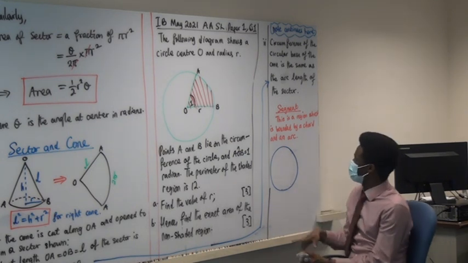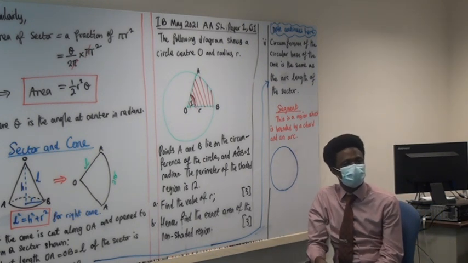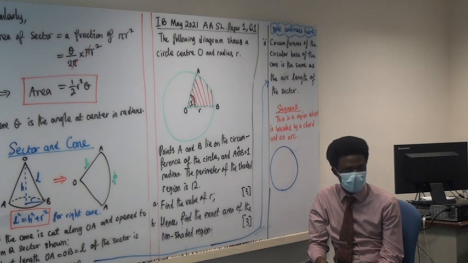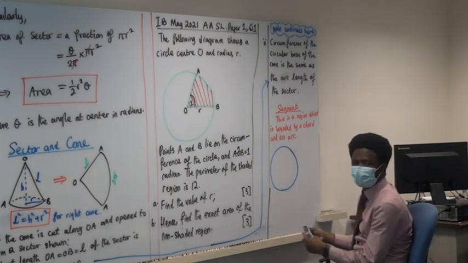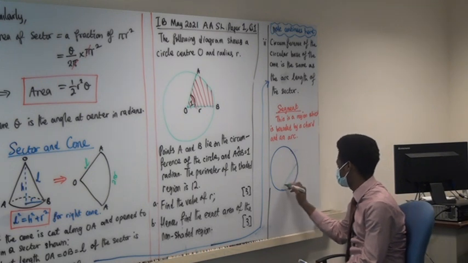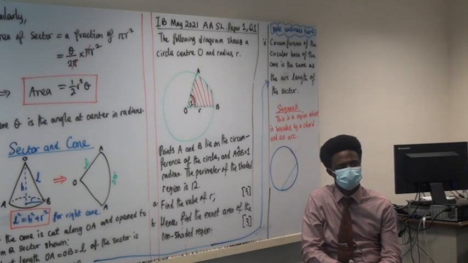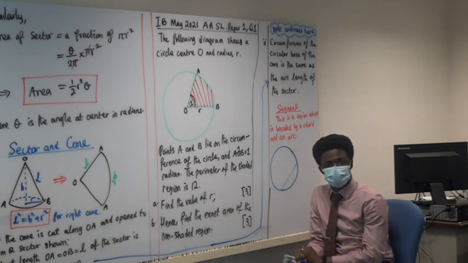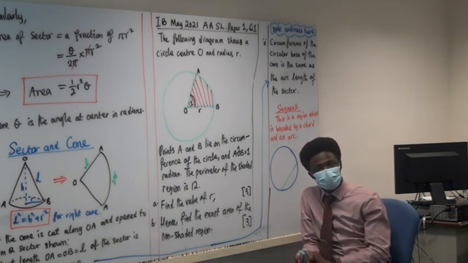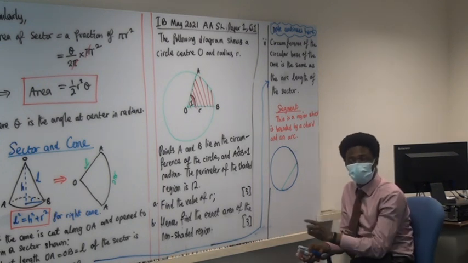Okay? Just like I define sector, I define segment as a region bounded by a chord and an arc. When you have a circle and you can draw a straight line, you have just divided it into 2 segments. So this is a major segment, this is a minor segment. Some of you will remember alternate segment theorem in IGCSE. We talked about segment then. It's a region bounded by a chord and an arc.